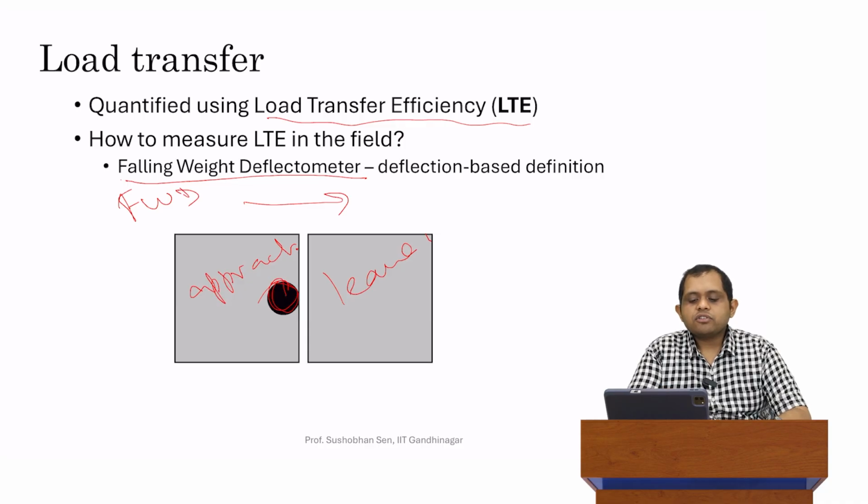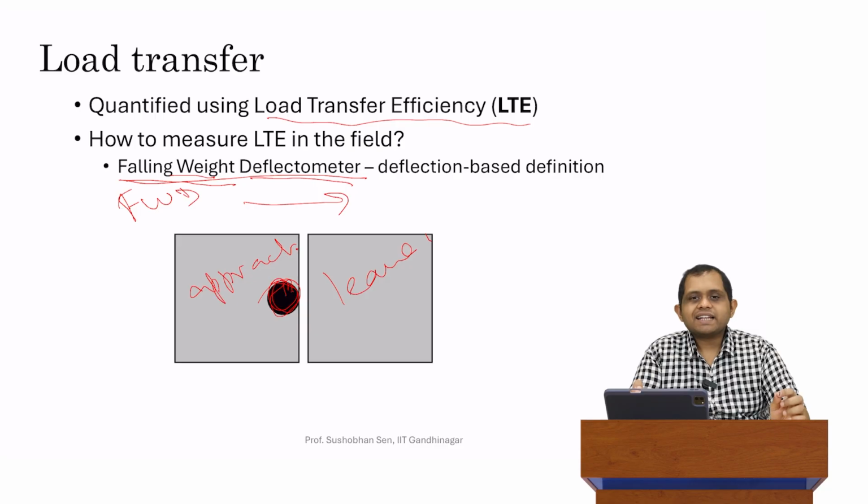But as the name suggests, it's a falling weight. So we drop some weight. Maybe it's this black circle over here. We drop some weight, which is pre-calibrated. It has a certain diameter. It has a certain quantity, a certain value. So we won't talk about what it is. It's not important in this discussion. But we have this falling weight, and it's a deflectometer, so it's measuring deflection. So we have certain things called geophones attached to it.